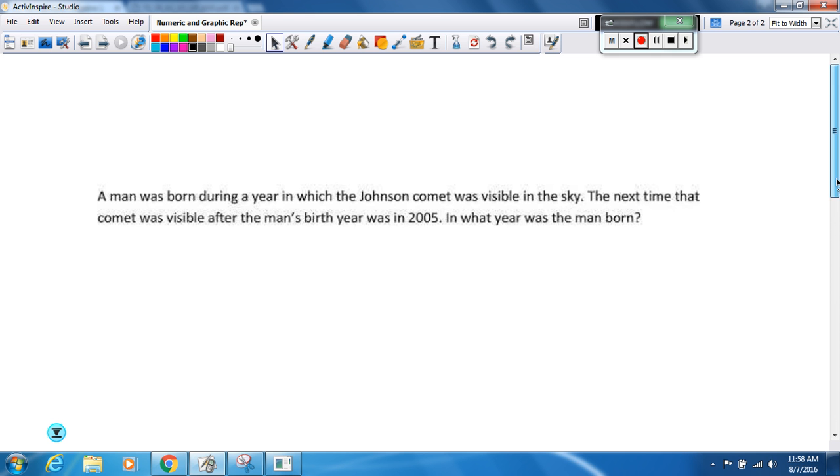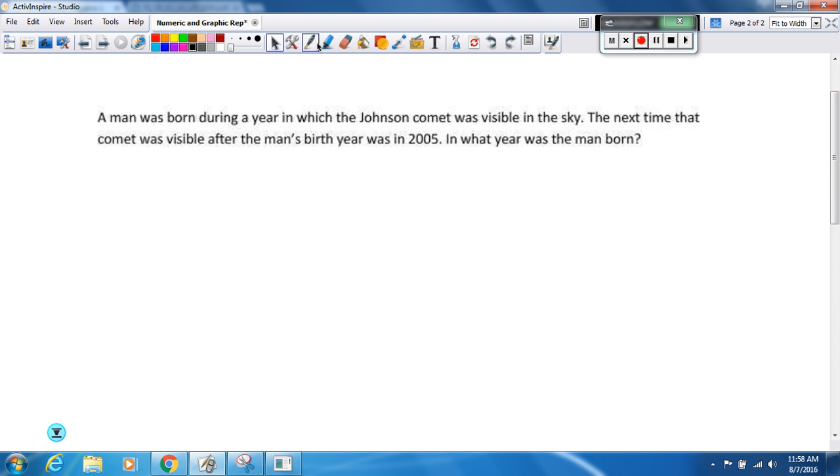A man was born during a year in which the Johnson comet was visible in the sky. The next time the comet was visible after the man's birth year was in 2005. What year was the man born?